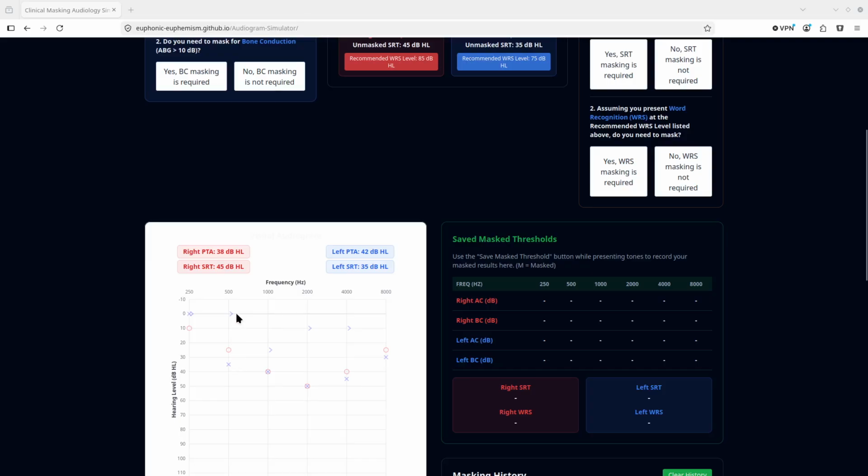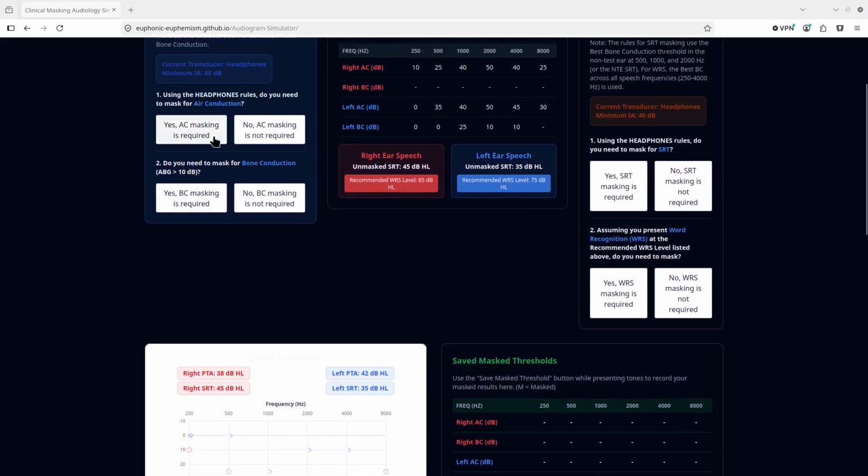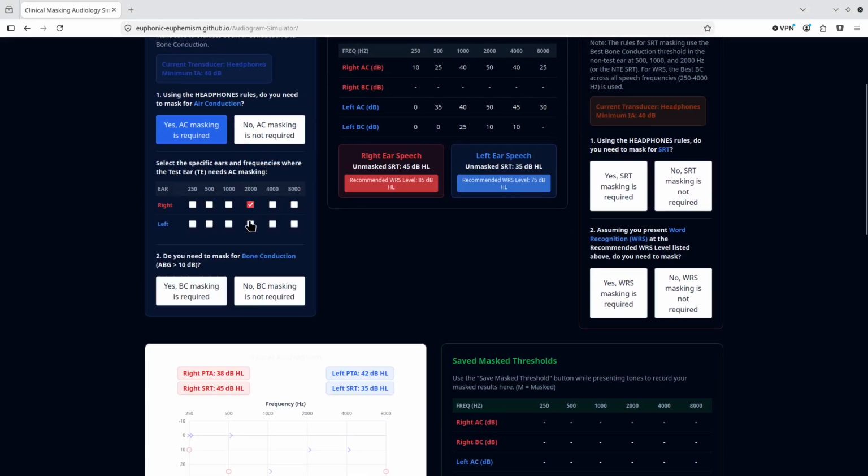35 minus 0, so we do not need air conduction masking for 500 hertz. 1,000 hertz we don't. How about 2,000 hertz? 50 versus 10 is 40, so we do need air conduction masking at 2,000 hertz for both ears. So we'll mark that, 2,000 hertz for both ears.